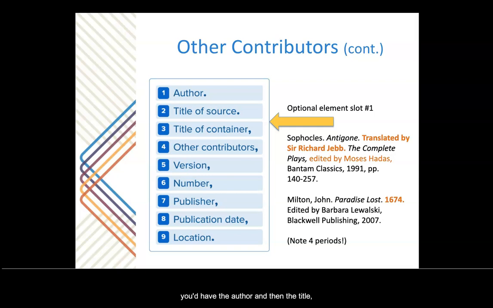number 1. So you'd have the author and then the title of the container, which is used if the work is contained within another work. For example, here we've listed Antigone, which was written by Sophocles, so that's the original author, but it was translated by Sir Richard Jebb. It's contained within the work titled The Complete Plays, and that was edited by Moses Hadas, published by Bantam Classics. Notice that in this case, the other contributor comes directly after the work they contributed to. For instance, Antigone was translated by Sir Richard Jebb. The Complete Plays were not. The Complete Plays were edited by Moses Hadas.